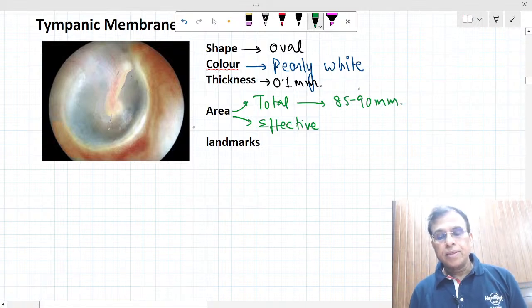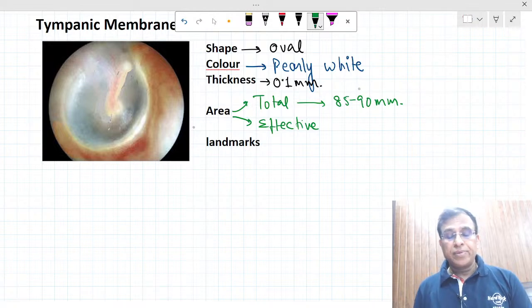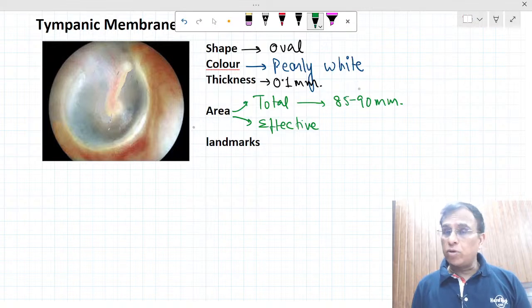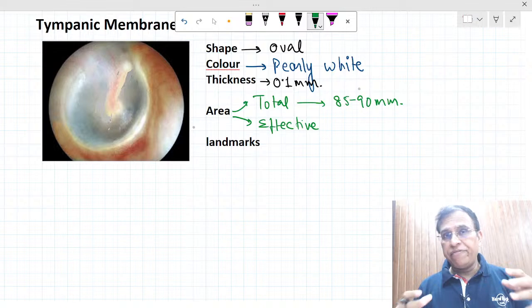But this entire thing is not effective. If I ask you, what is the function of the tympanic membrane? We have discussed this already in the beginning of the day, that when the sound hits, the membrane starts vibrating, isn't it? That's the function, vibration. Does the entire membrane vibrate? And the answer is no. Only a small part of it vibrates, and that becomes the effective area.